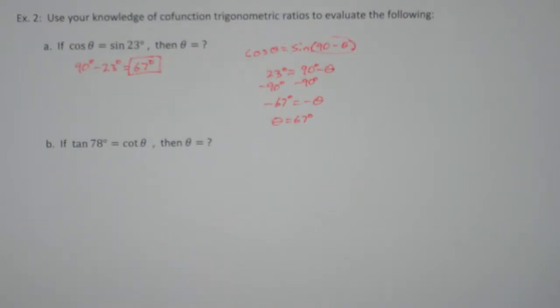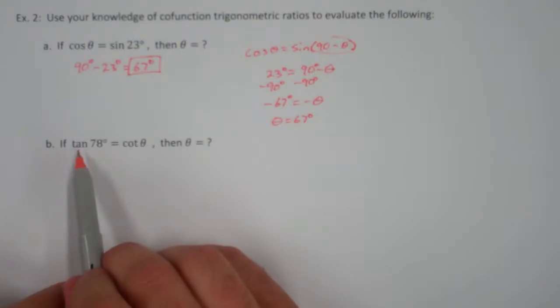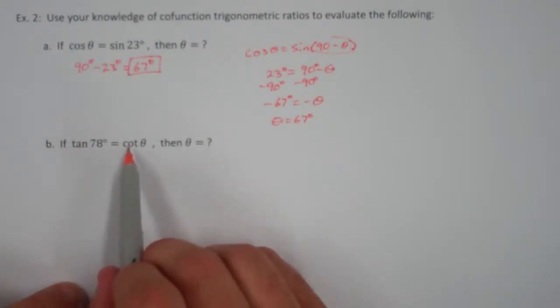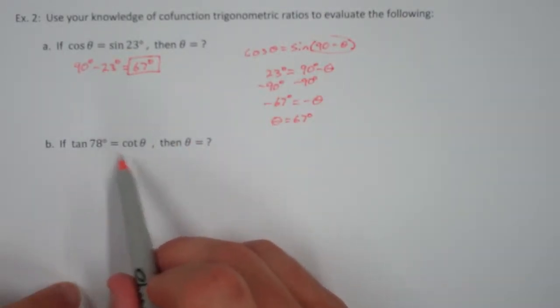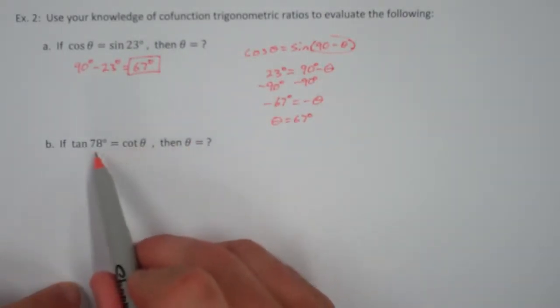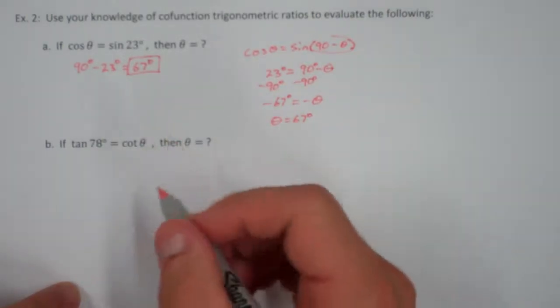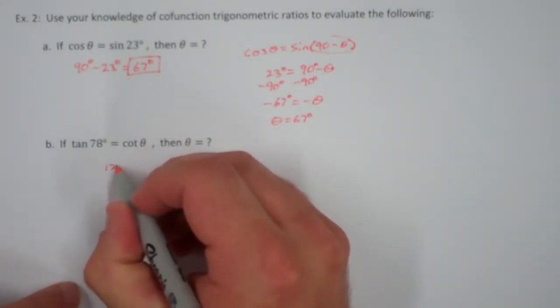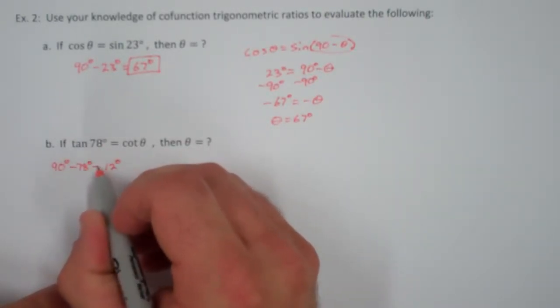Part B is equally as easy. You need to verify that you have cofunctions. So we've got the tangent here and the cotangent. So they are cofunctions. We know now that these two angles must add up to 90 degrees. So the only value that will work here for theta is going to be 12 degrees, or 90 minus 78.